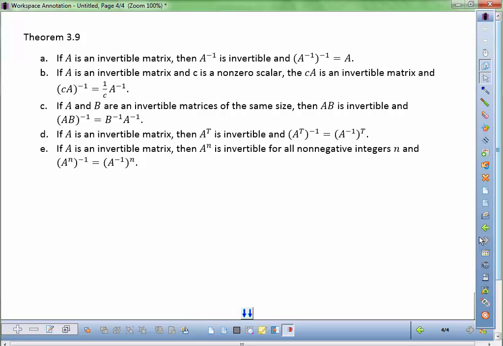Yeah, when you prove stuff, it tends to stick a little bit better. Let's try proving. Which one should we try to prove? E is induction. Let's try to prove C. So we want to find the inverse of AB.